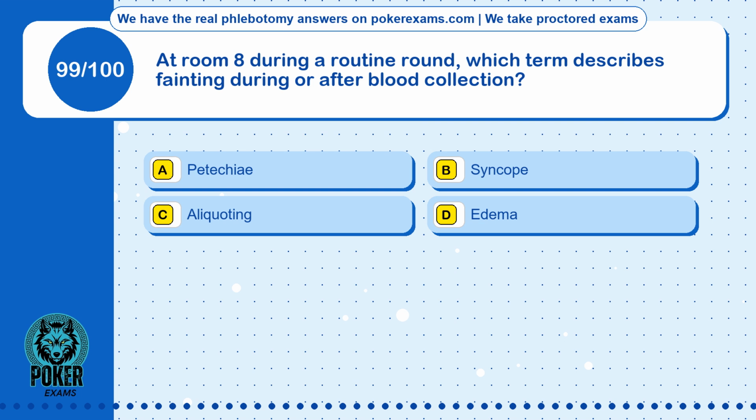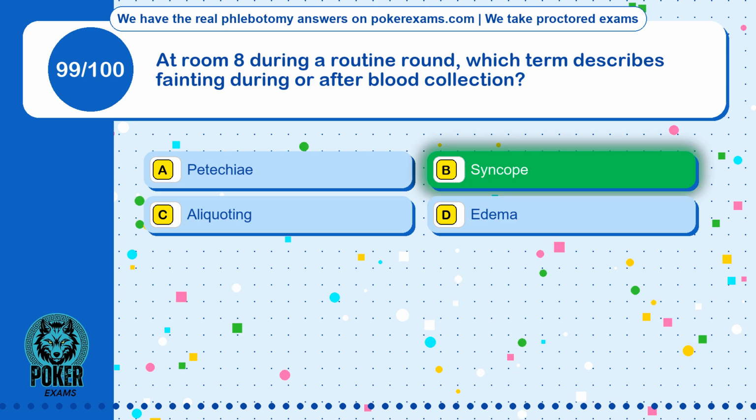Question 99. At room 8 during a routine round, which term describes fainting during or after blood collection? Option A, petechiae. Option B, syncope. Option C, aliquoting. Option D, edema. The correct answer is option B.